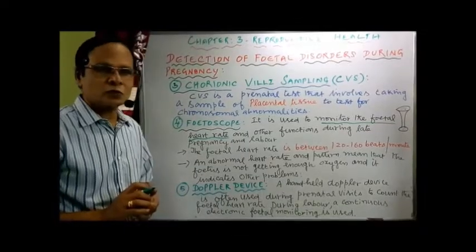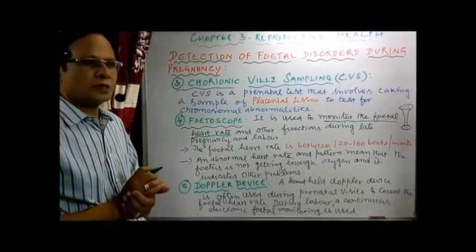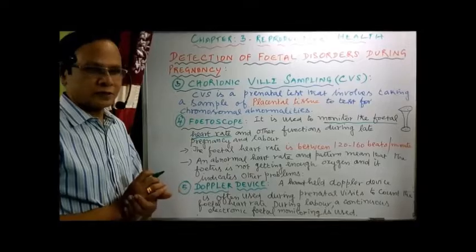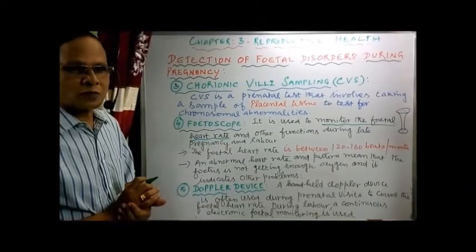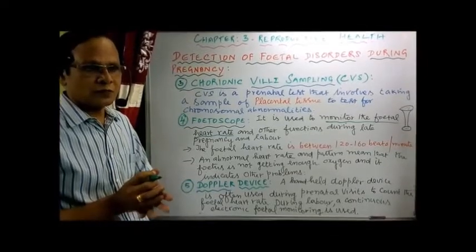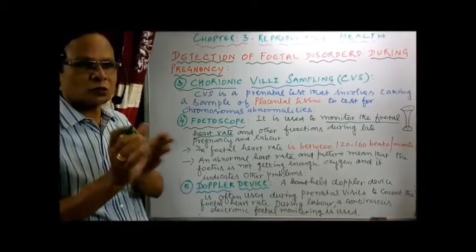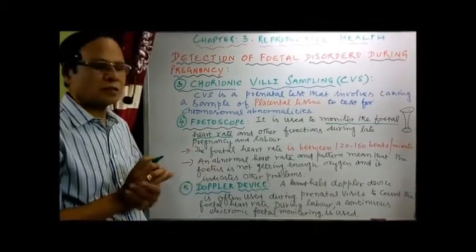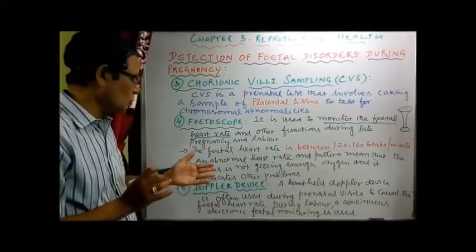Now we have a device called a Doppler device. It is a handheld Doppler device, normally used to count the number of heartbeats in the fetus. During prenatal visits, the doctor checks the heartbeat rate of the fetus by using the Doppler.